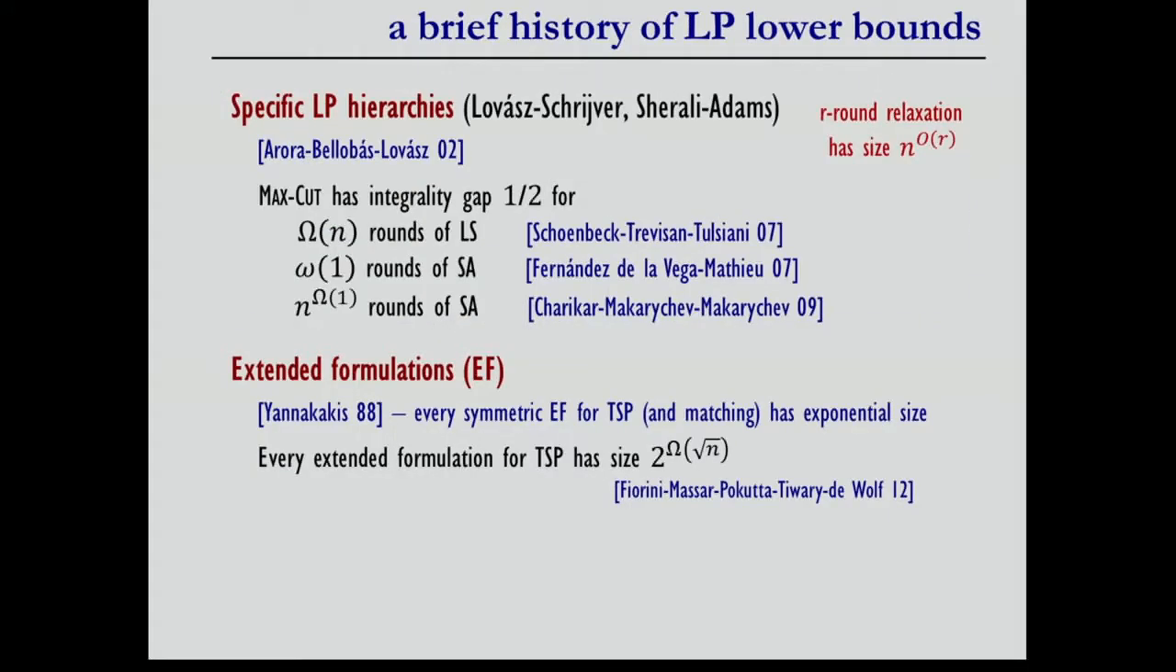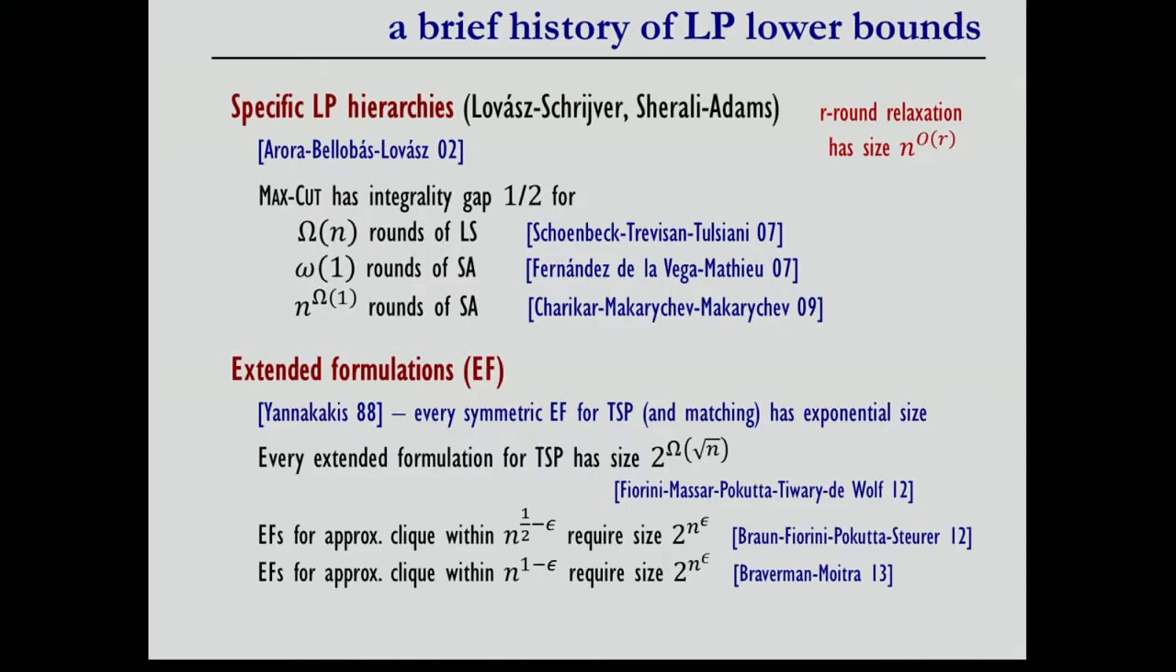Okay, so that's this model here, and then recently these results were extended to show that approximating clique within n to the half minus epsilon requires linear programs of size 2 to the n to the epsilon, and then Braverman-Moitra showed that an n to the 1 minus epsilon approximation requires 2 to the n to the epsilon. What I want to stress is, first of all, you have very strong results for specific LPs, and somewhat weaker results for this very beautiful general notion of an extended formulation. And here the lower bound examples are very sophisticated. They're random graphs or geometric constructions or things coming from extreme combinatorics.